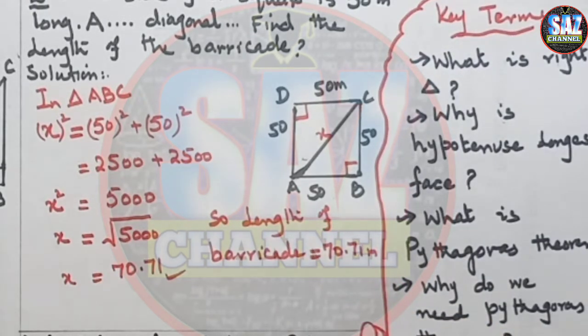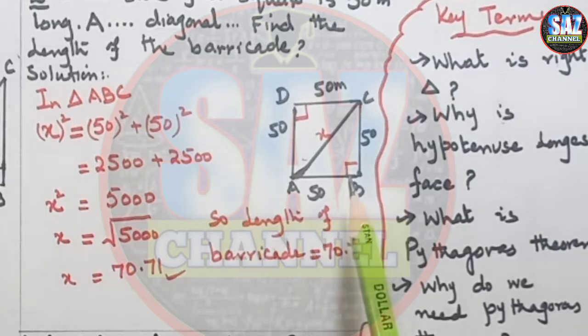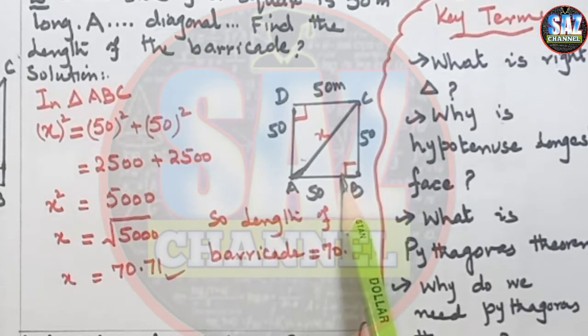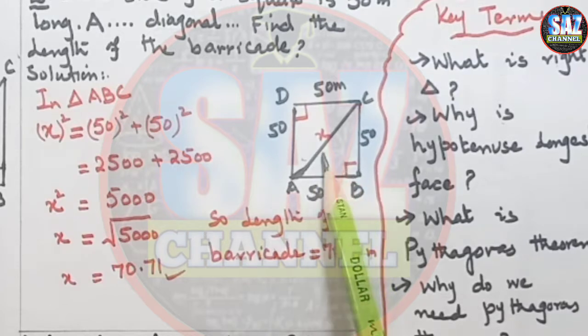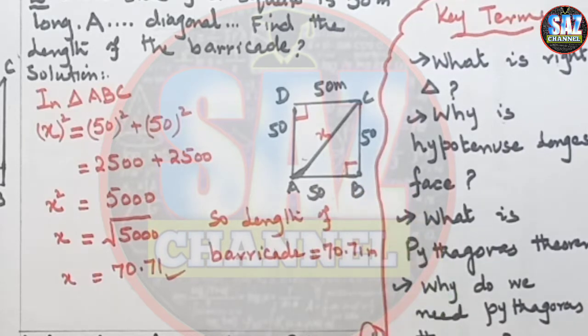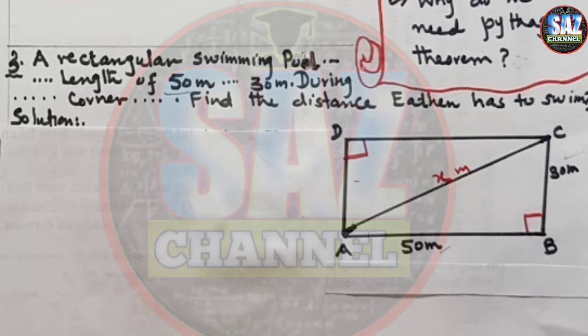Very easy question. You should just have command on the basic Pythagorean equation and identification of the right angle in the triangle and the face in front of the right angle, that is the hypotenuse, and the question will be easy for you. Let's move to the next question, and the next question is question number 3. Let me read the question from the book.